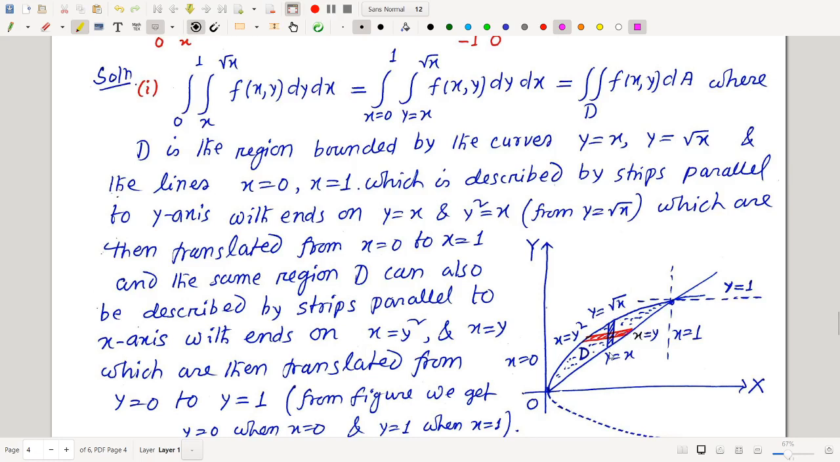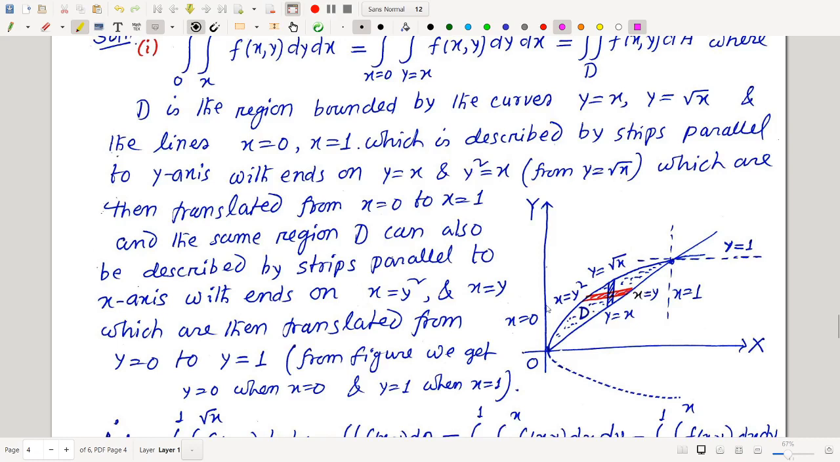See in the figure, strips parallel to the y axis are translated from x equal to 0 to x equal to 1. So, vertical strip. Now we want to change the order of integration, which means we want to describe the same region by horizontal strips parallel to the x axis. The same region D can also be described by strips parallel to the x axis. For the red horizontal strip here, one end is on x equal to y square, and another end is on x equal to y.